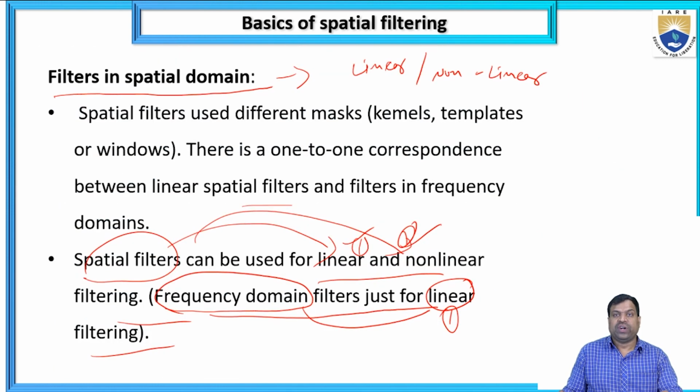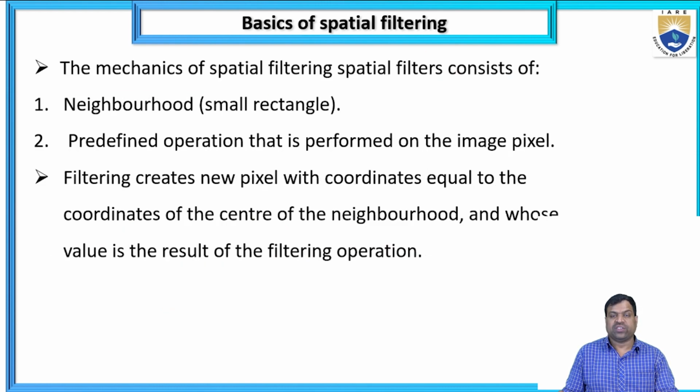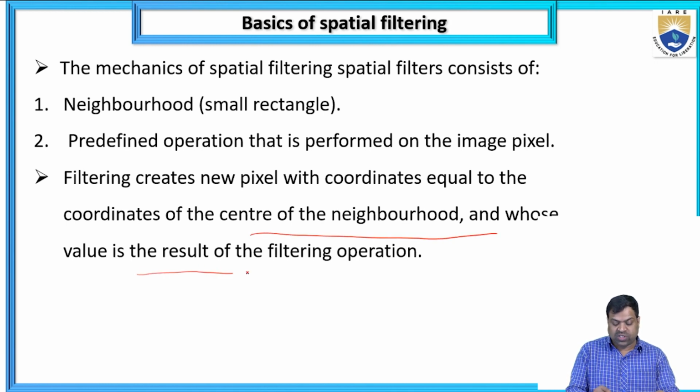The first one is filters in the spatial domain. Spatial filters use different masks. There is a one-to-one correspondence between linear spatial filters and filters in the frequency domain, and it can be used for linearity and non-linearity of the filters. The mechanics of spatial filters: a predefined operation is performed on the neighborhood of the image pixel. Filtering creates a new pixel with coordinates equal to the coordinates of the center of the neighborhood, and whose value is the result of the filtering operation.